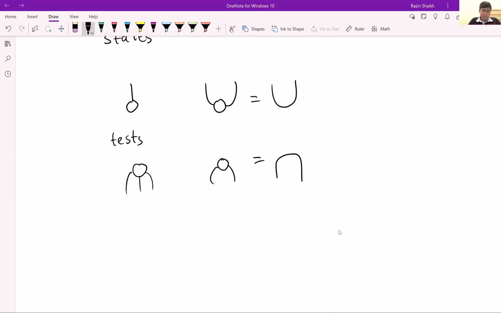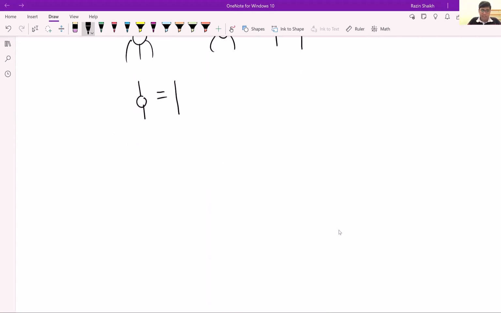And using this, also one thing I can mention is that if I have a spider with one input and one output, that's just the same as a wire. Now using this, we can actually prove the yanking equation. So the yanking equation says that if you have a cup and a cap like this, you can yank the wire.